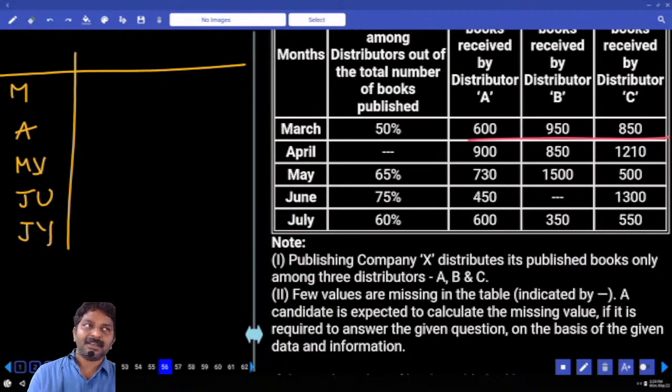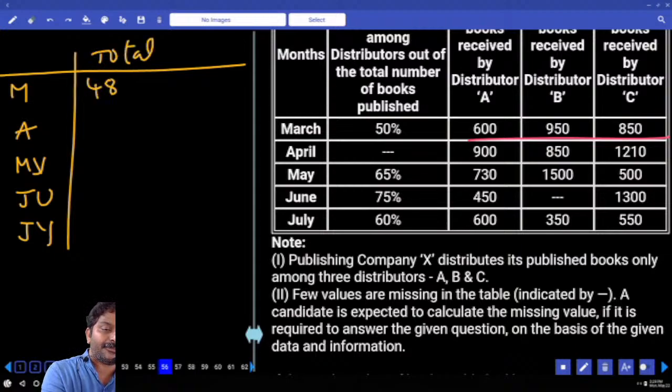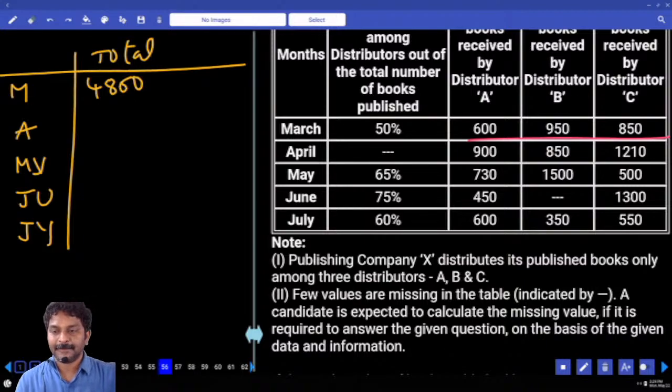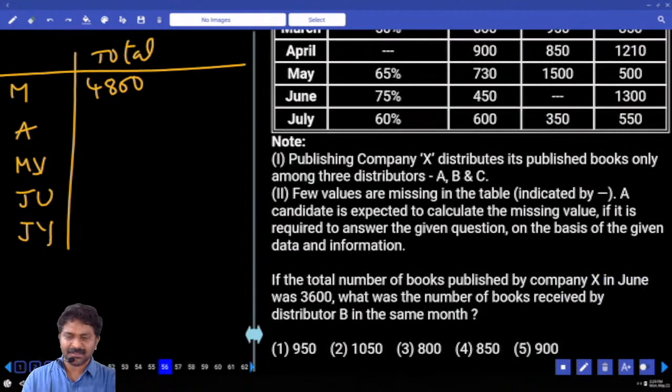A, B, C values are already there, so I need not write them in the table. Total, as we already calculated, I want to write that number: 4800. Let's fill the gaps when it is really required. Don't do it now. Let's start questions. A few values are missing in the table, that's okay.